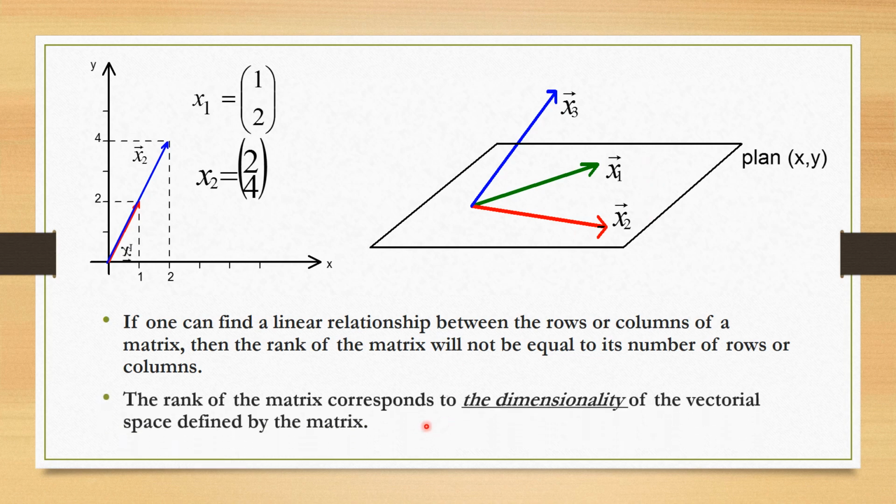The rank of a matrix corresponds to the dimensionality of the vectorial space defined by the matrix. Vectorial space is nothing but the ensemble of the n column vectors of the given matrix A.